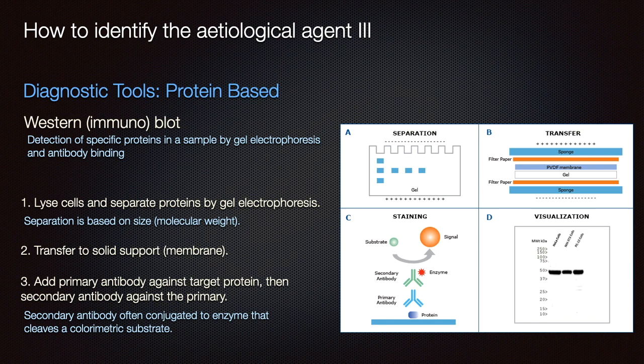We then add a solution with primary antibody against our target protein of interest, then secondary antibody against the primary. As with ELISAs and serological assays, that secondary antibody is often conjugated to some enzyme that cleaves a colorimetric substrate, and we read out or visualize that color. So this is an assay that is specific for a protein of interest, and in infectious disease tracking, we're usually interested in a protein that's expressed on the surface of our organism.